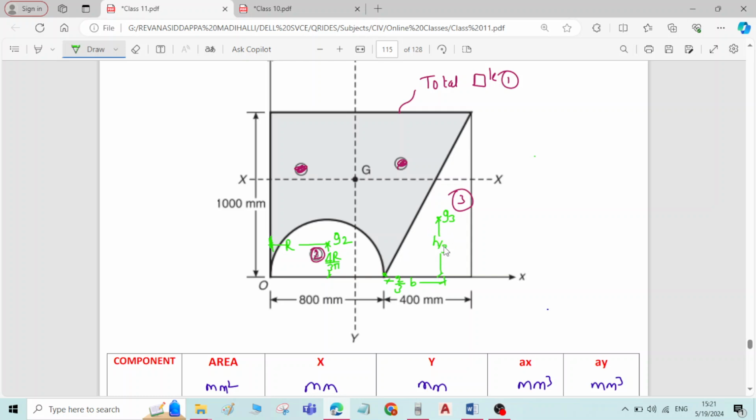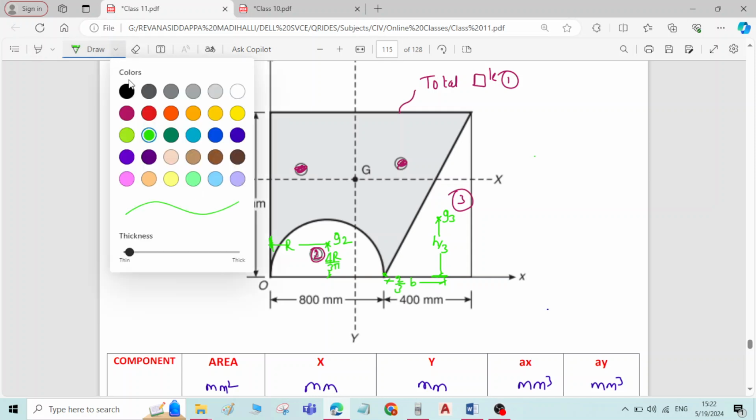While writing the formula for x bar, it is measured from the end point of the right angle triangle, so it is 2/3 of b, and with respect to y bar, it is measured from the line, so it is h by 3. Now we will start doing the calculation for each and every component.